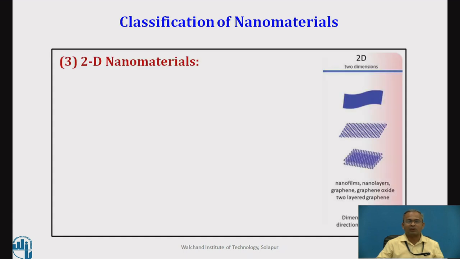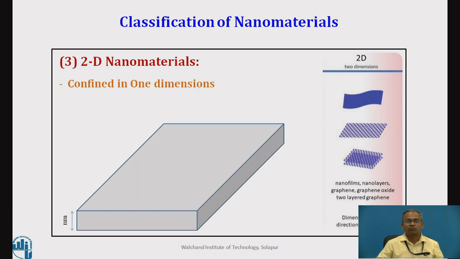The third category of nanomaterials is 2D nanomaterials, that is to say, two-dimensional nanomaterials. These are the nanomaterials whose only one dimension, that is to say, only thickness, is confined to nanoscale. That means these are flat planar materials having thickness less than 100 nanometer. So they appear like discs, plates, films, etc. A few examples of 2D nanomaterials are as follows.